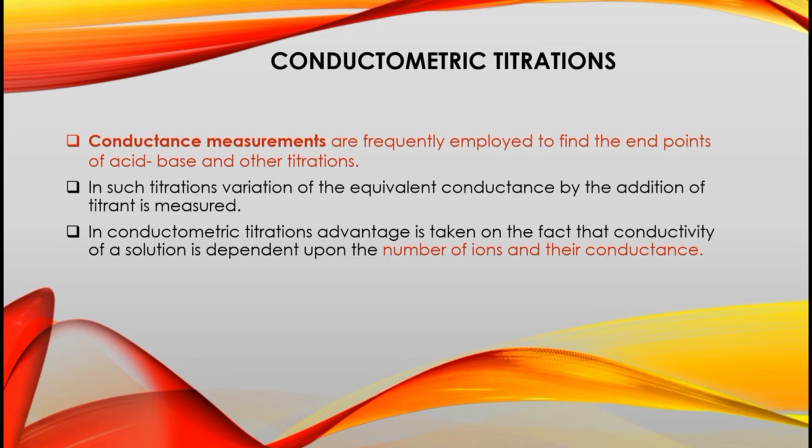Conductometric titrations. Conductance measurements are frequently employed to find the endpoints of acid, base, and other titrations. In such titrations, the variation of equivalent conductance by the addition of titrant is measured. In conductometric titrations, advantage is taken of the fact that the conductivity of a solution is dependent upon the number of ions and their conductance.